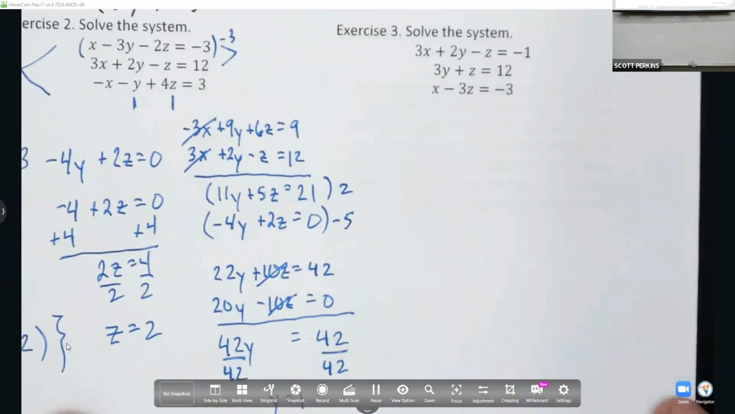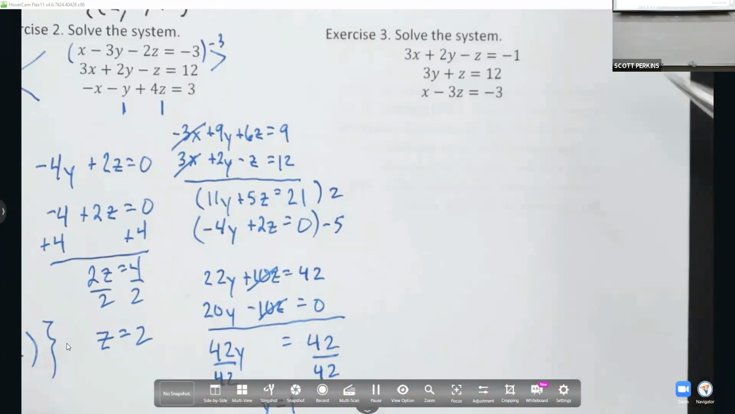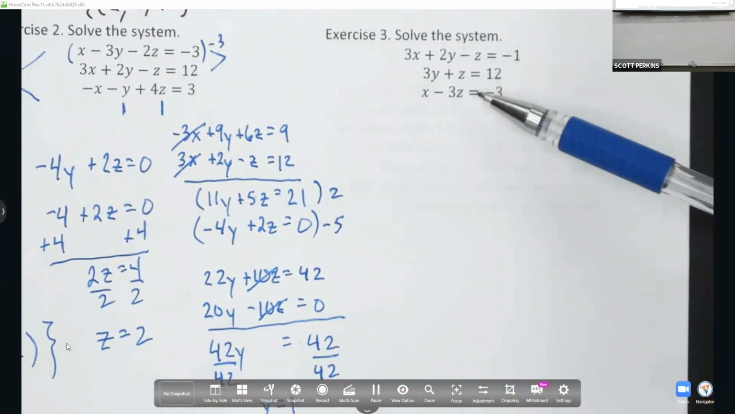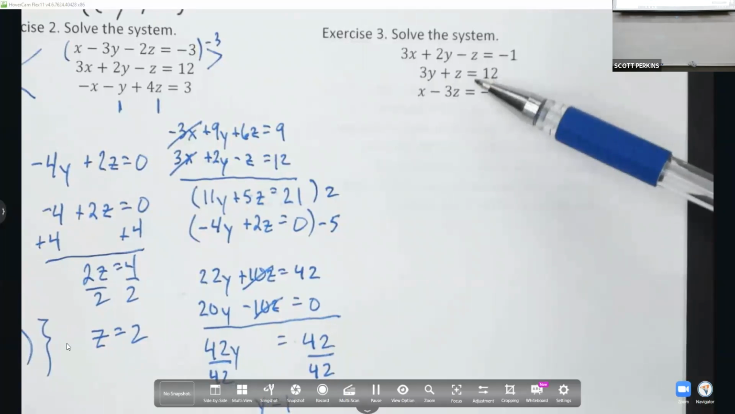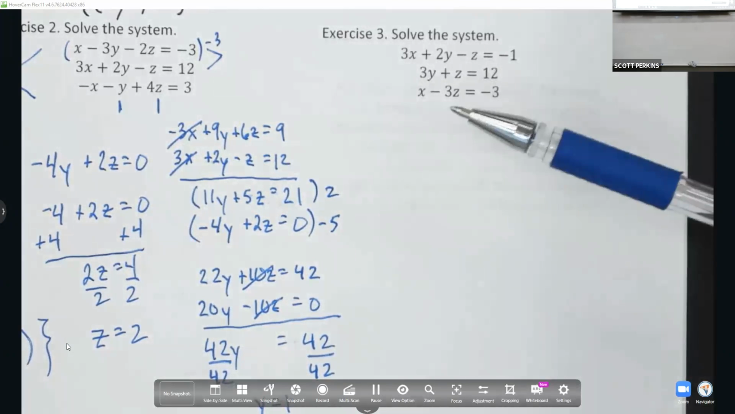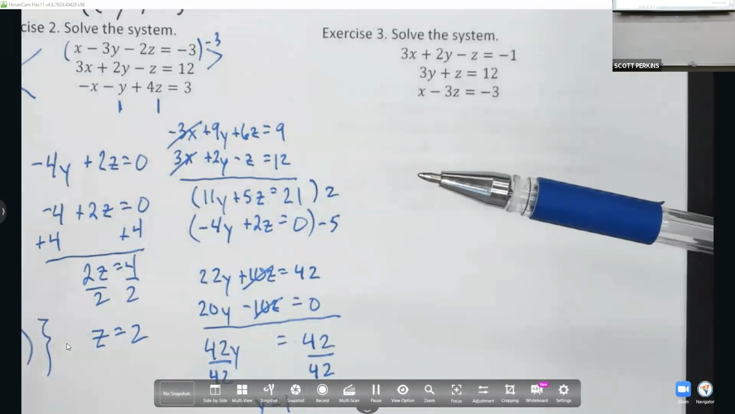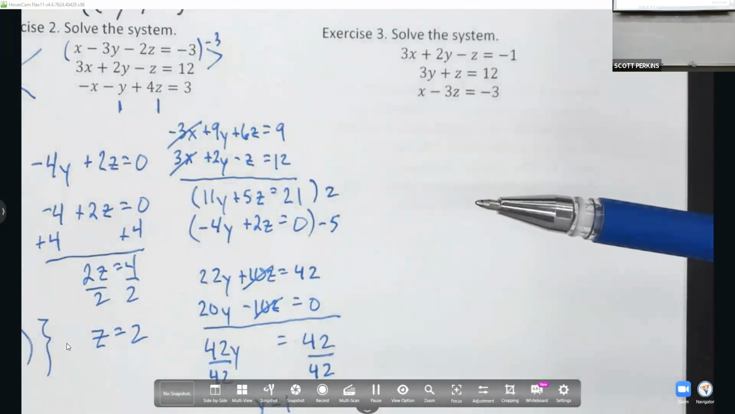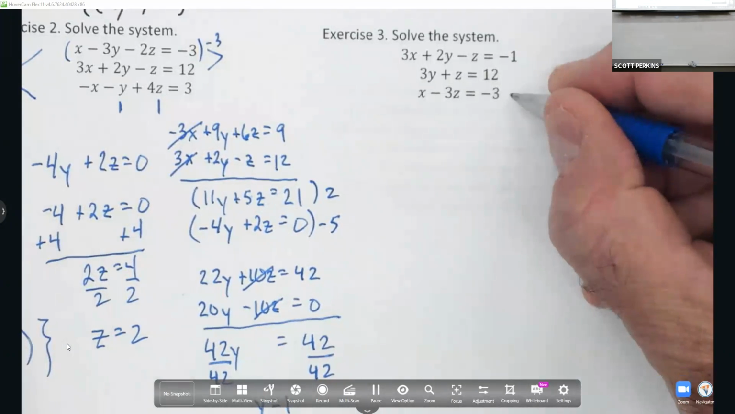I just want to make a note on exercise 3. Notice the middle and the bottom equation don't contain all 3 variables. When this happens, it's actually a good thing. It means less work. So here's what I'm going to do. I'm just going to give you a little direction at the top. Let's look at the bottom equation.